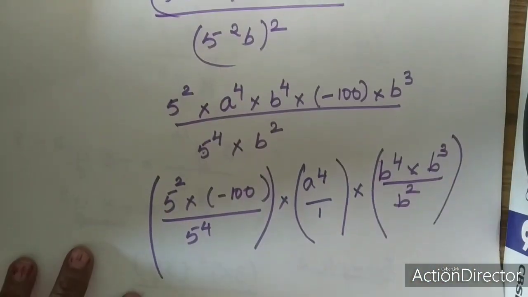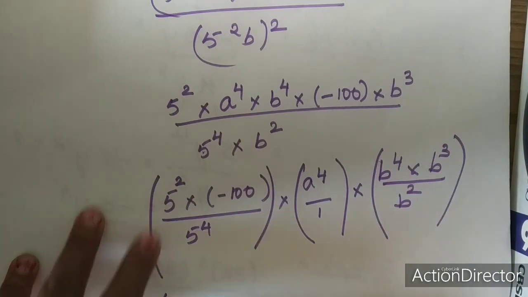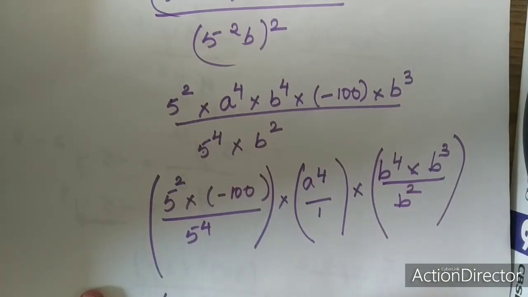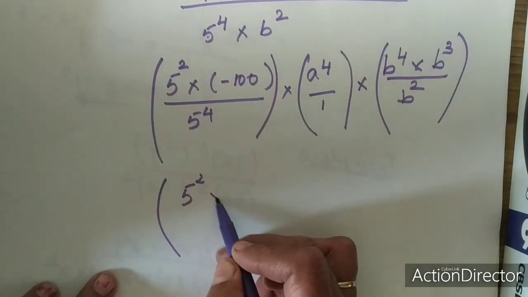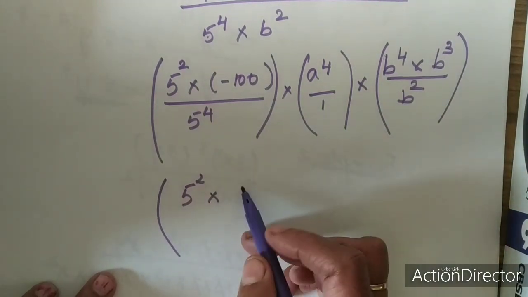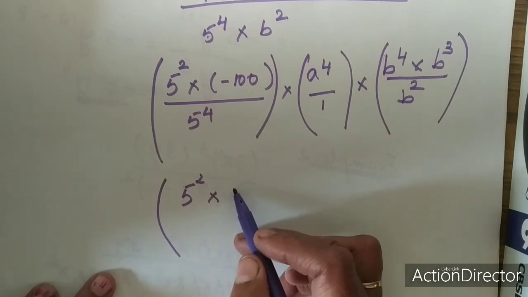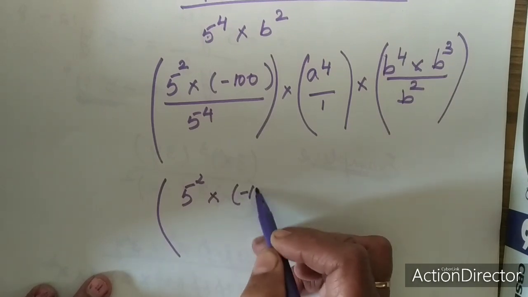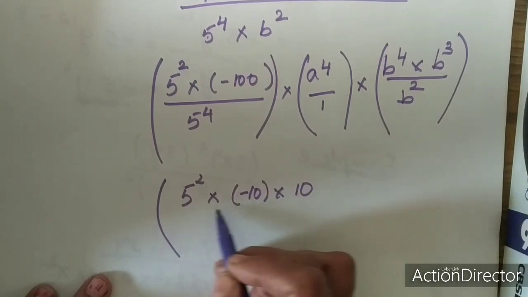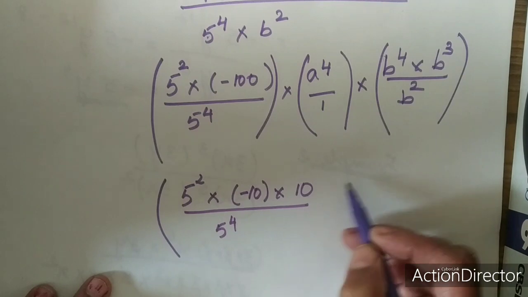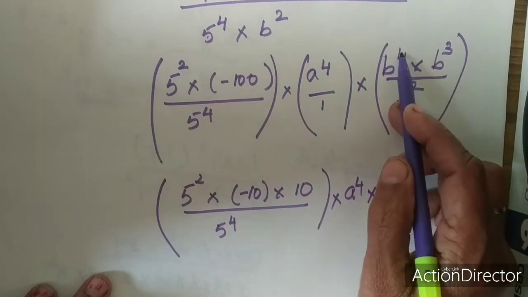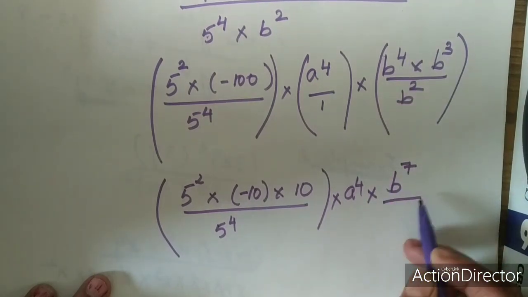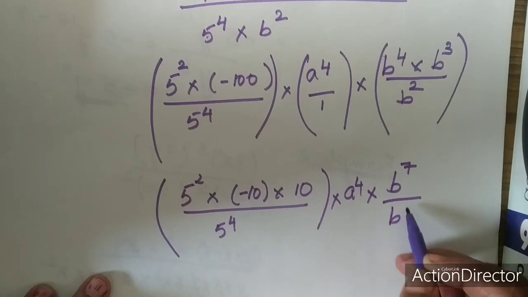Now you can write this as 5 power 2 into this. 100 can be simplified as 10 into 10. So minus 10 into 10 upon 5 power 4 into a power 4, and this can be simplified as b power 4 plus 3 is 7, divided by b power 2.